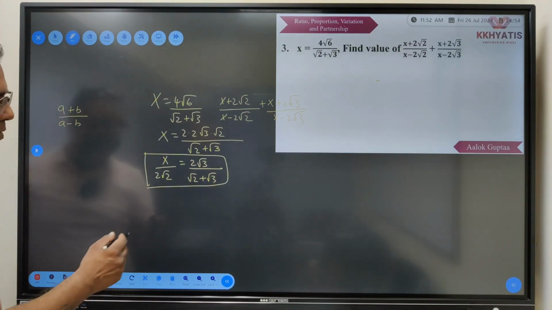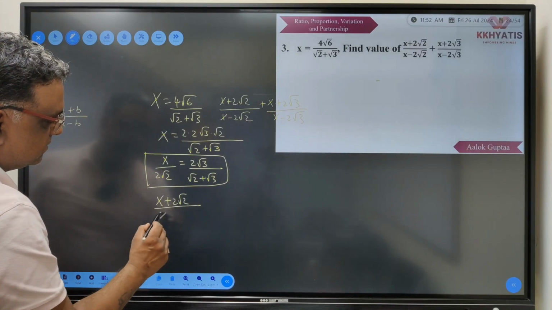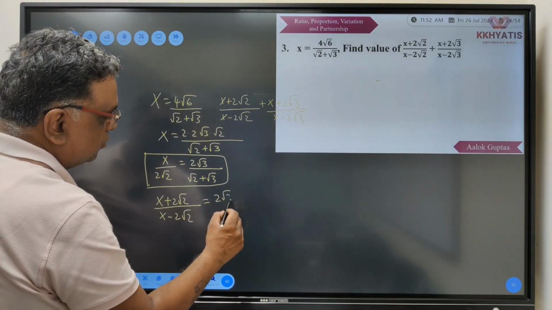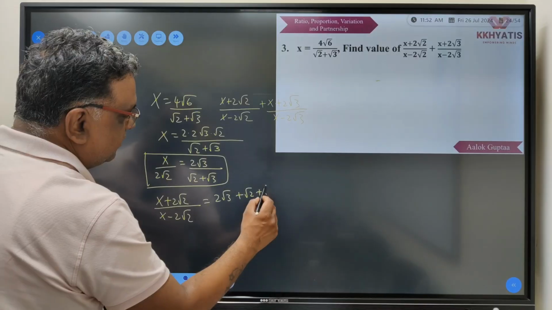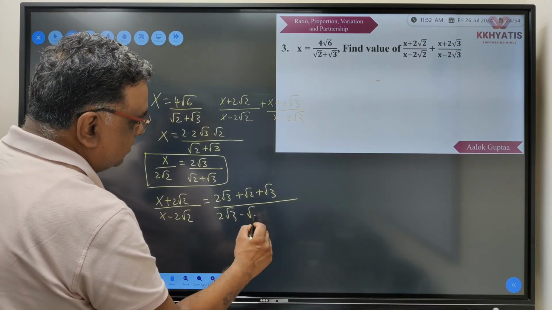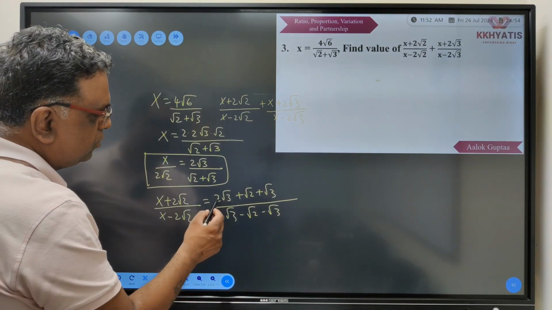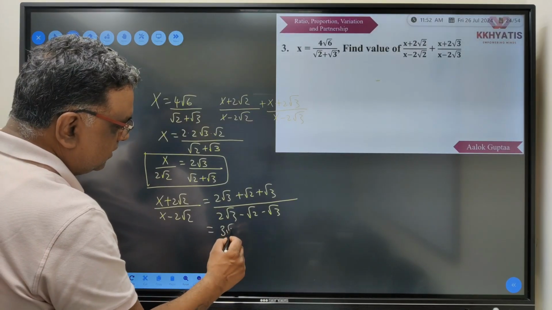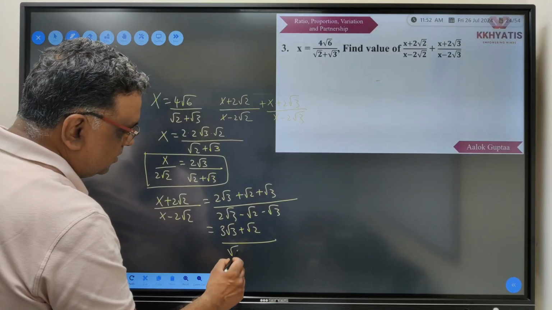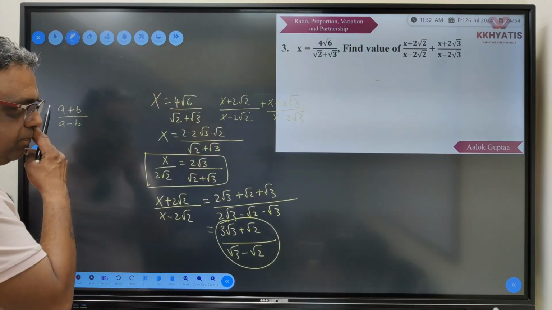I'll simply apply componendo and dividendo on this. That means x plus 2 root 2 upon x minus 2 root 2 should be equal to 2 root 3 plus root 2 plus root 3 upon 2 root 3 minus root 2 minus root 3. Correct? So this became 2 root 3 plus root 3 is 3 root 3 plus root 2. 2 root 3 minus root 3 is root 3 minus root 2. So this is what I got as the first part.